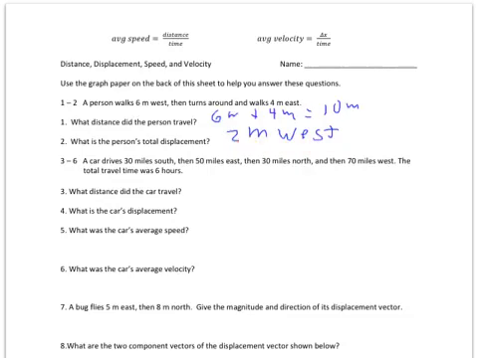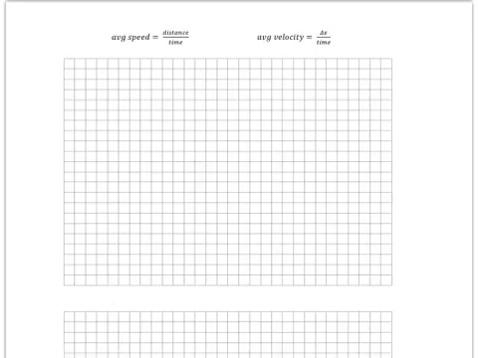So let's try the next one here. A car drives 30 miles south, 50 east, 30 north, 70 west, and the whole trip takes 6 hours. I think we're going to have to look at a graph to do this, so let's get on it.